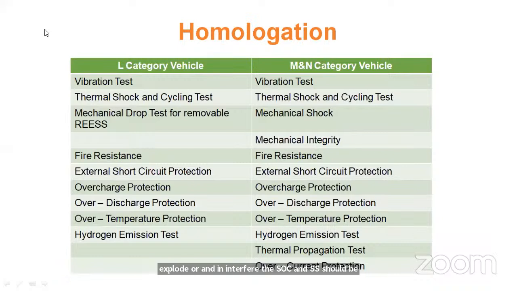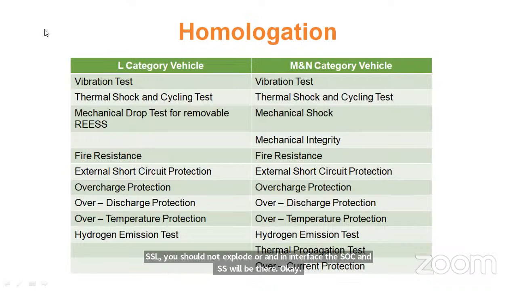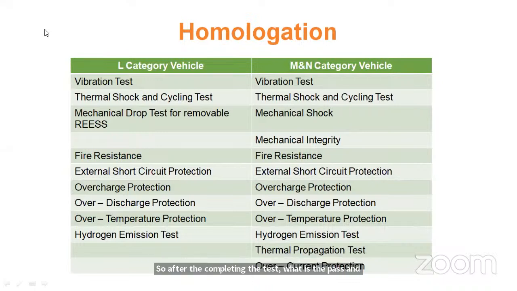Okay, so after completing the test, what is the pass and fail criteria? No physical damage should be there to the casing or other mechanical parts, no melting of the components should be there, no fire should happen, no explosion could happen. So this is the pass and fail criteria.